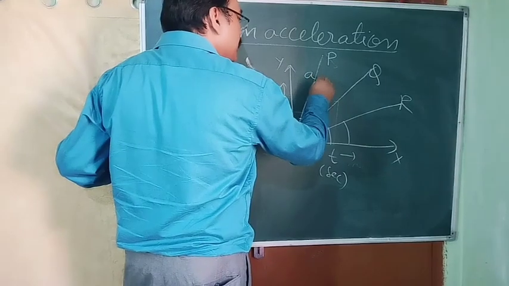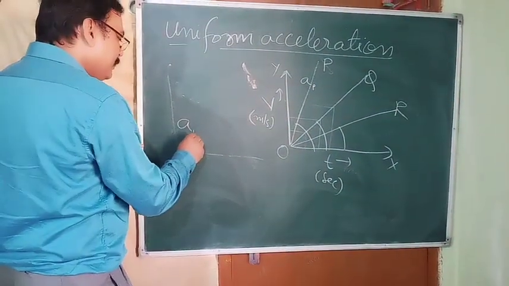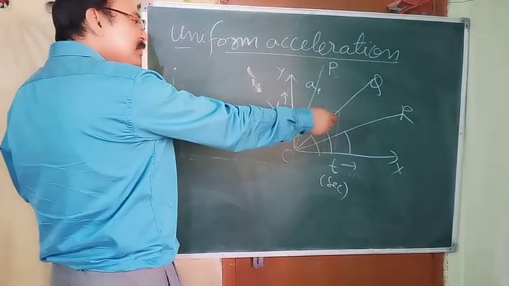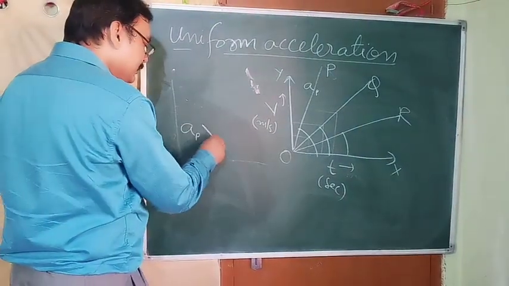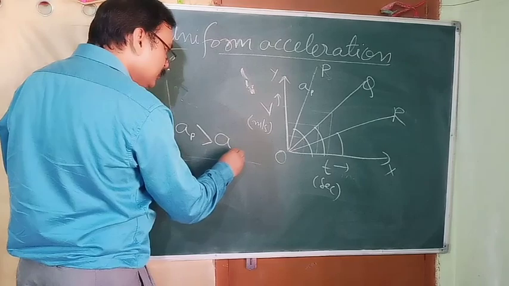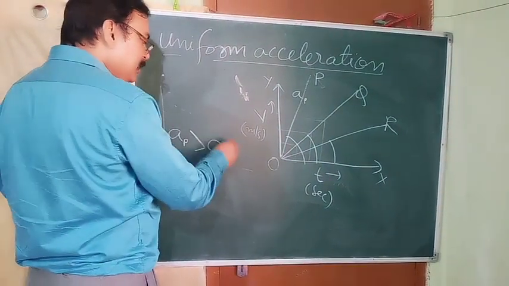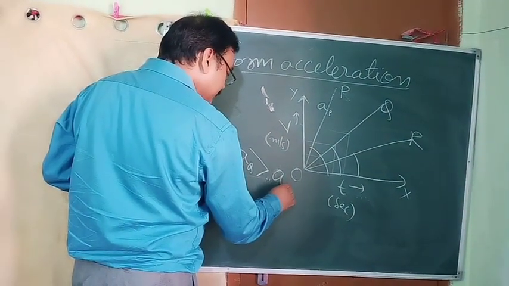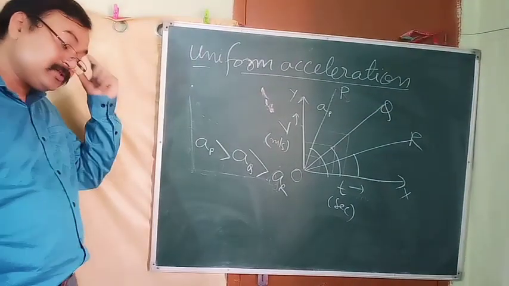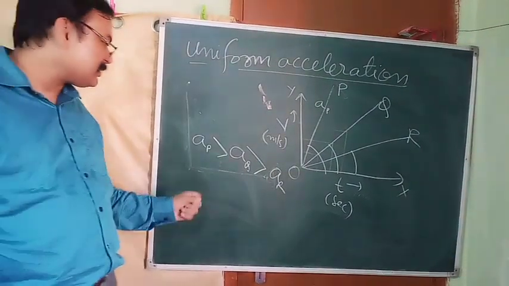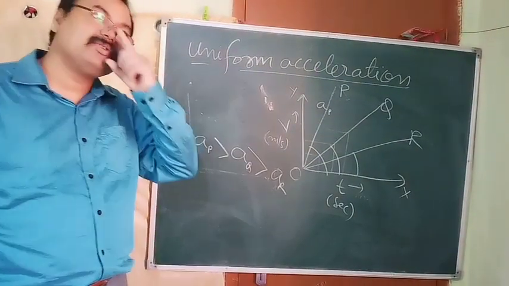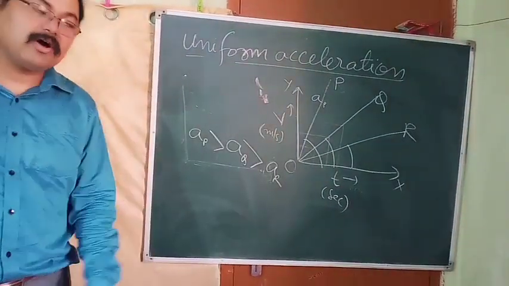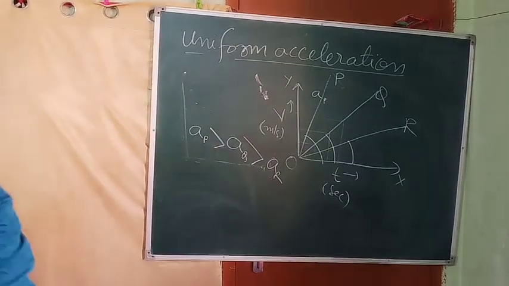If the acceleration of body P is written as AP, then you can write AP is maximum. Next it is Q, which is making an angle with the x-axis more than the angle made by R. So you can write acceleration of body Q is less than that of P, and acceleration of body R is even less. So which has the highest acceleration? Body P. Which has the least acceleration? Body R. This you can determine by seeing the angle which these graphs are making with the x-axis.